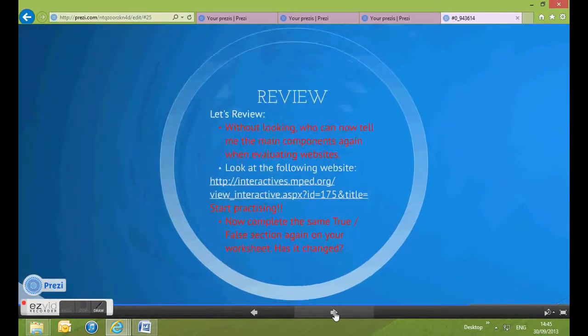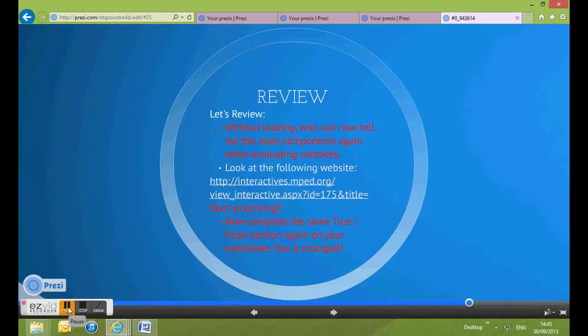Now let's review. Without looking, who can now tell me some of the main components again when evaluating websites? On your worksheet, take a minute to redo the true-false statements at the start of the lesson. Have they changed? Why?